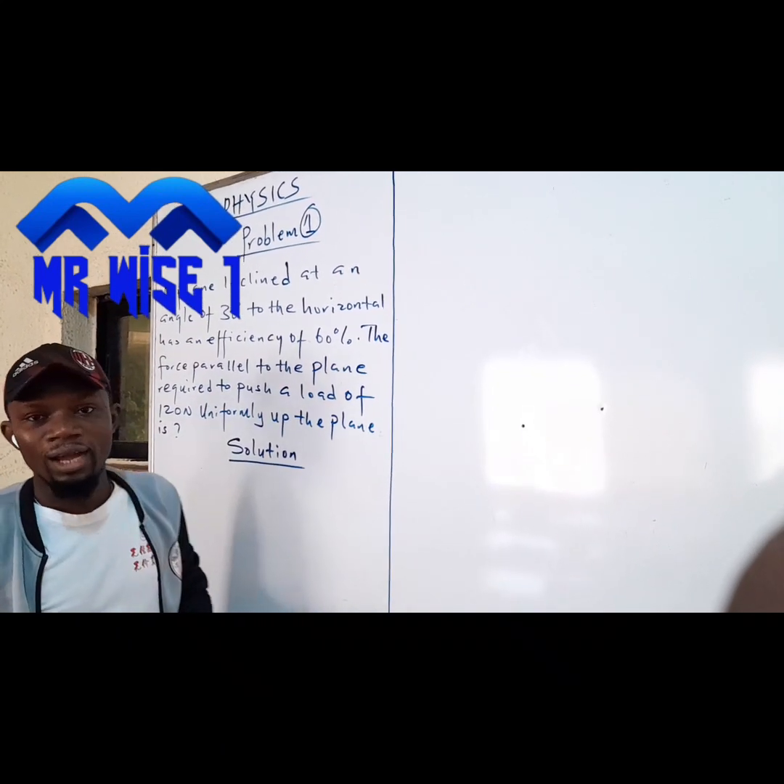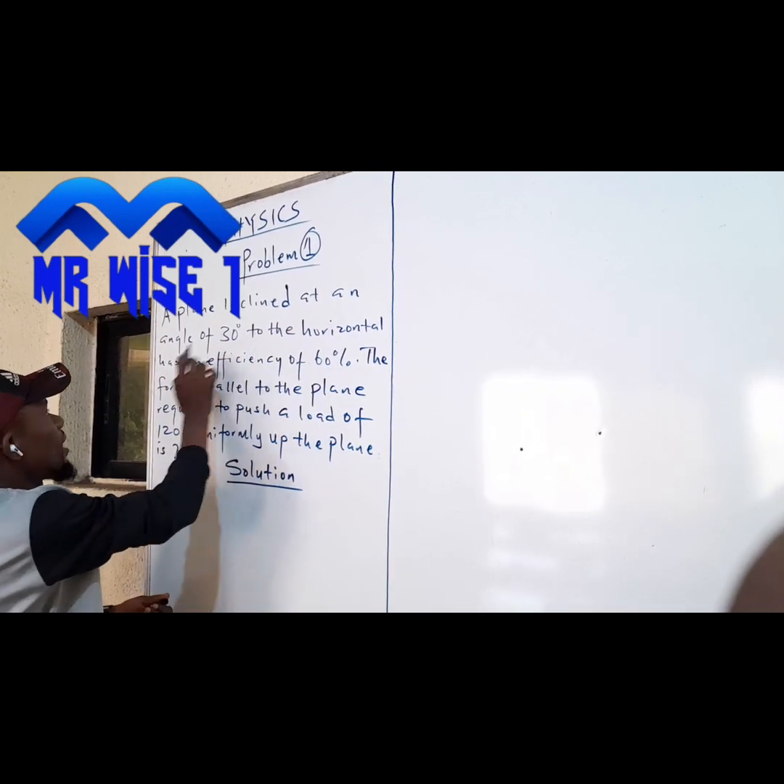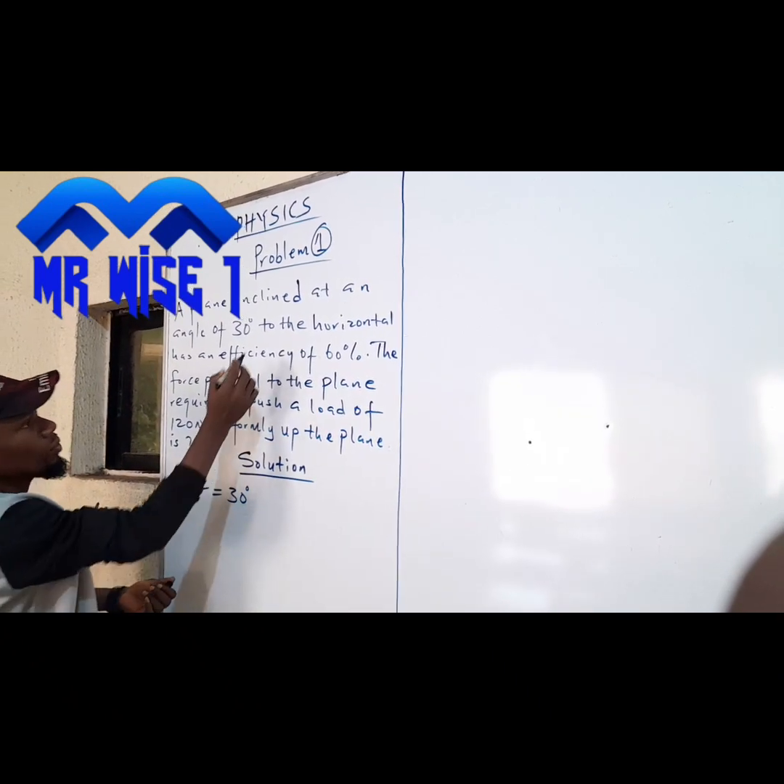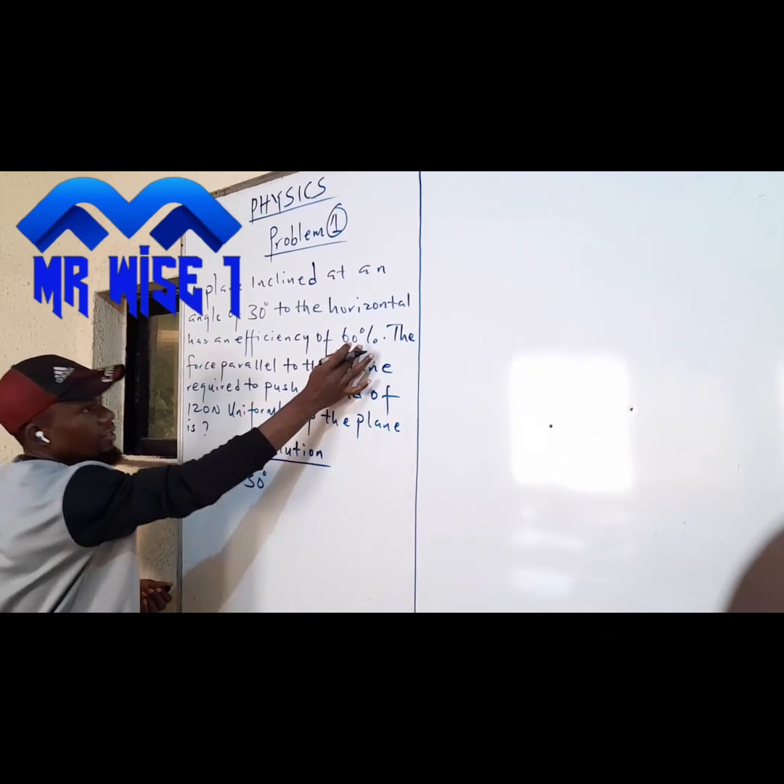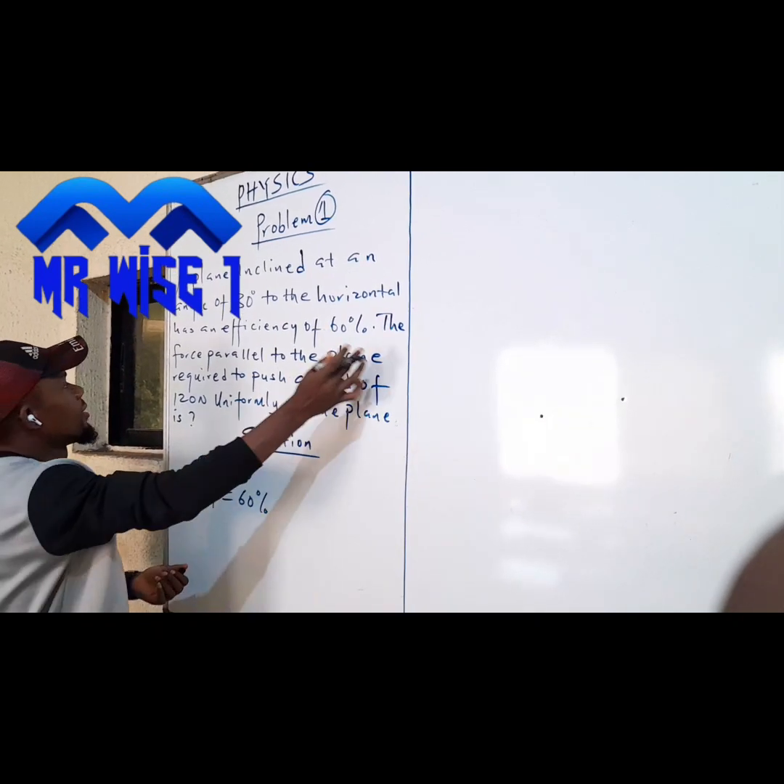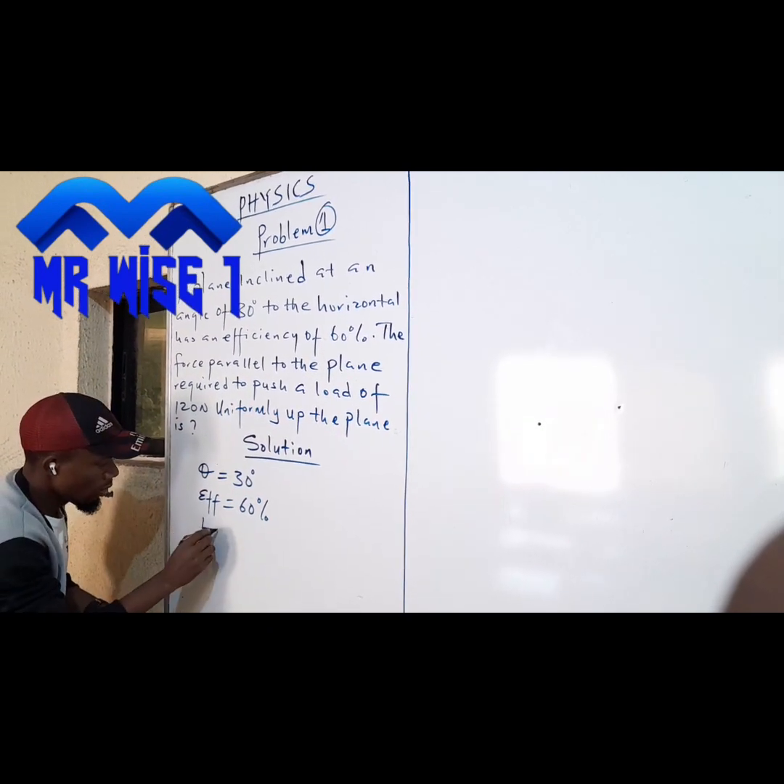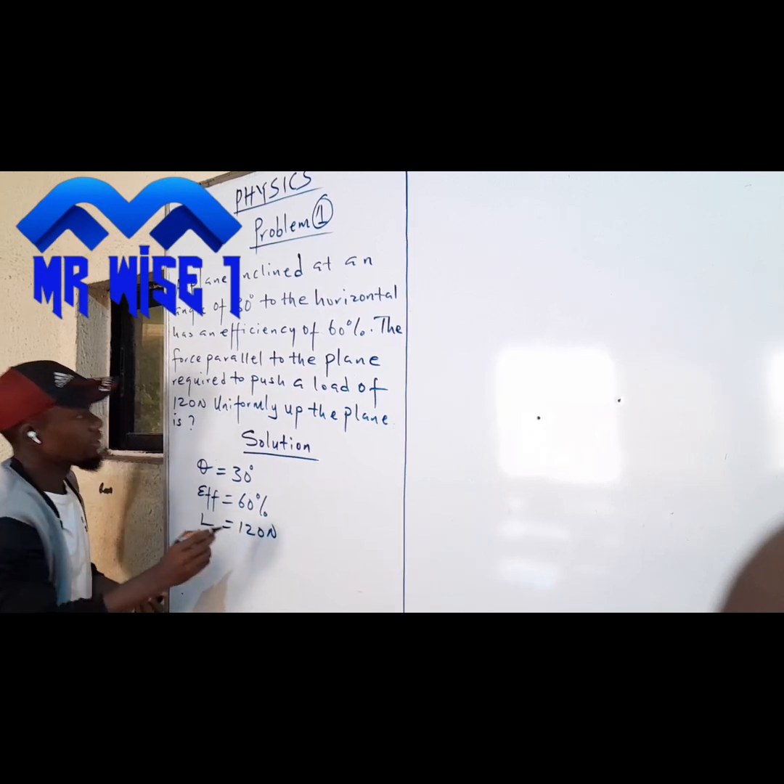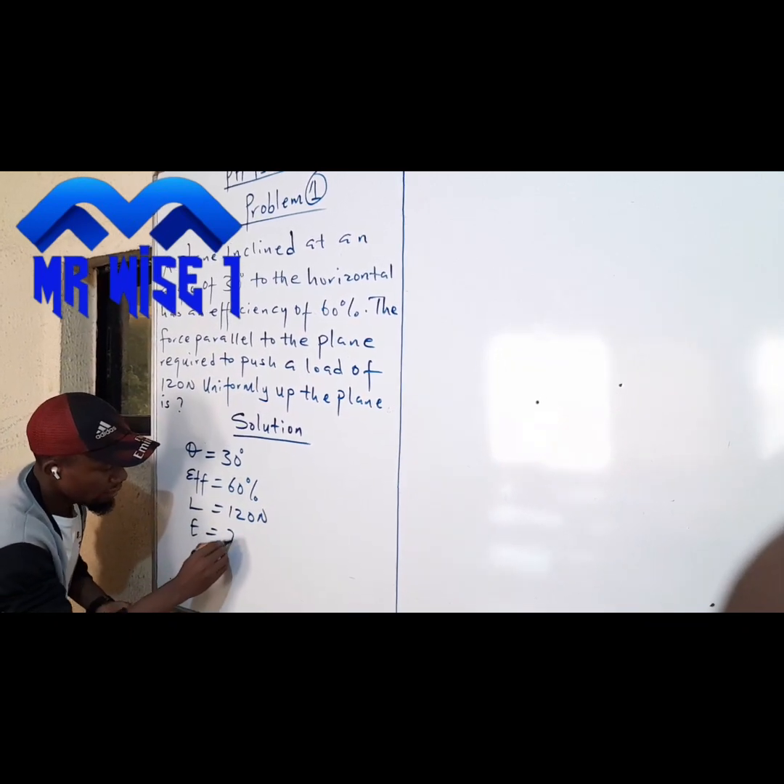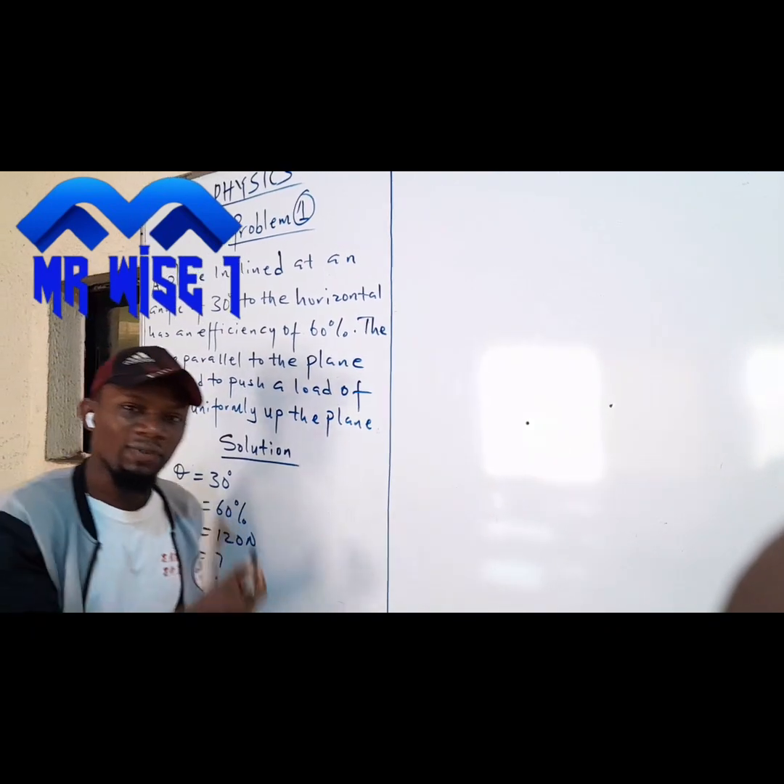The first thing I need to do is bring out the parameters from this problem. A plane inclined at an angle of 30 degrees means my theta is 30 degrees. To the horizontal has an efficiency of 60%. So my efficiency is 60%. The force parallel to the plane required to push a load of 120, so my load is 120 Newton. Uniformly up the plane, what is that force I'm looking for? It is effort. My effort is unknown. So if you check, this problem is on classification of machine.